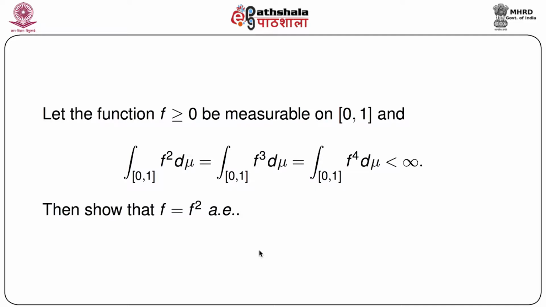Let us define a function f, which is non-negative, that means f greater than or equal to 0, and it is measurable on the closed interval [0,1], and the integral over [0,1] of f squared dμ equals the integral over the same interval of f cubed dμ equals the integral over [0,1] of f to the 4th dμ, and they are less than infinity. Then all we have to show is that f equals f squared almost everywhere. It's a very nice looking problem, and the result looks obvious, but let us see how we can prove it.